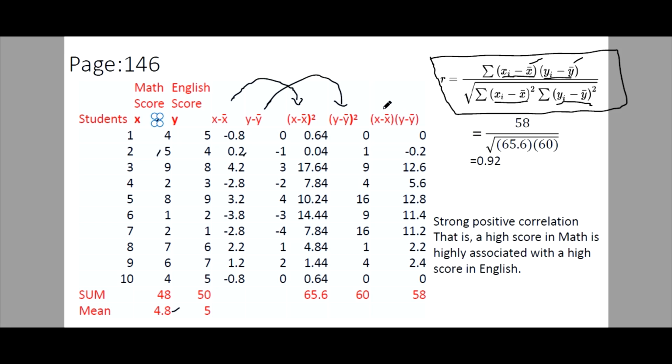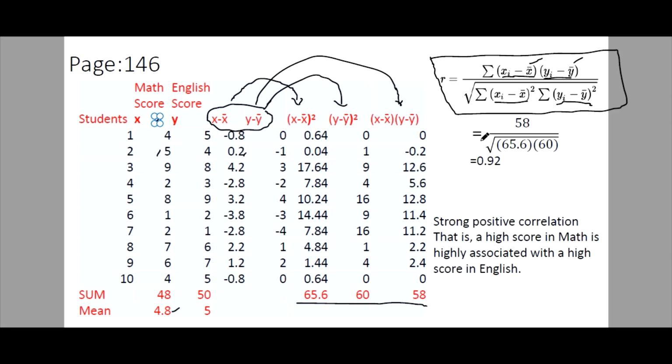And last, we'll get the product of these two. This is now the result for the last column. Negative 0.8 times 0 is 0. 0.2 times negative 1 is negative 0.2. 4.2 times 3 is 12.6. Negative 2.8 times negative 2 is 5.6, and so on. And at the bottom, you just take the sum of these three columns. Take the sum, you add.